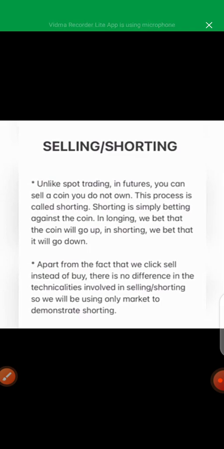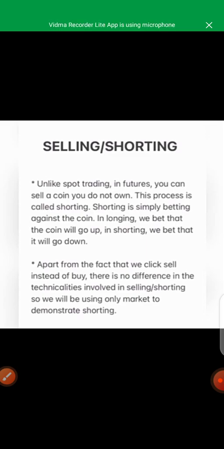Selling, aka shorting. Unlike spot trading, in futures you can sell a coin you do not own. You can sell a coin that is not in your wallet. This process is called shorting. Shorting is simply betting against the coin. In longing, we bet that the coin will go up. In shorting, we bet that it will go down.